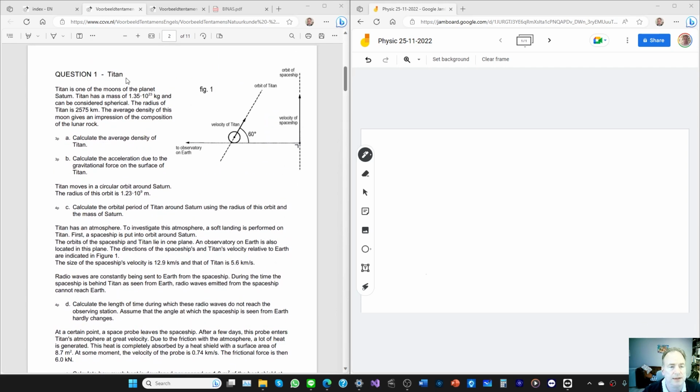First question is about Titan. It's one of the moons of Saturn. It has this mass, this radius in km. The average density of this moon gives an impression of the composition of the lunar rock. Calculate the average density.